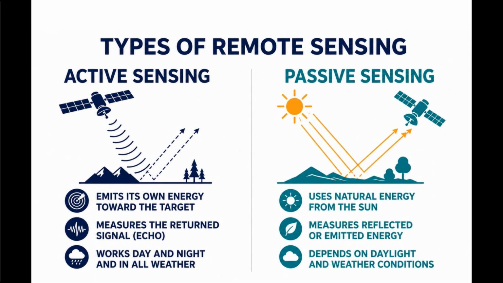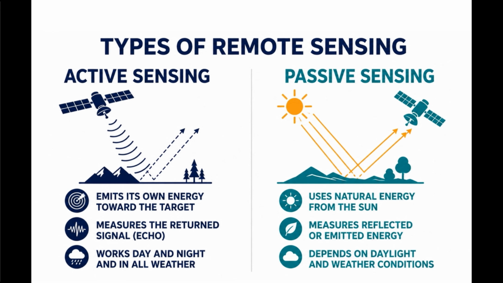Next up, we shall move into the types of remote sensing. There are two major types of remote sensing: active remote sensing and passive remote sensing. Active remote sensing has to do with the emission of energy towards the target. This means that the sensor emits its own energy towards the target and measures the returned signal, which is also known as the echo. It works both day and night and in all weather.